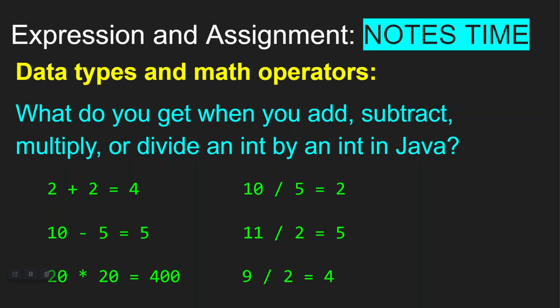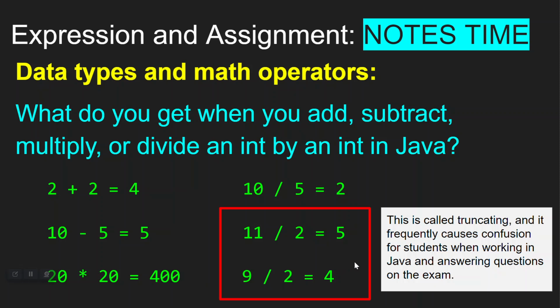All right, so again, a lot of what you would expect happens. So 2 plus 2 equals 4, 10 minus 5 equals 5, 20 times 20 equals 400, 10 divided by 5 equals 2. But look what happens here. 11 divided by 2, it says it's 5. Now you might have written down 5.5 because that's the actual answer, but that's not how Java handles it. And then similarly, 9 divided by 2, Java says it's 4. Now you might have written down 4.5 because that's the correct answer, but that's not how Java handles it.